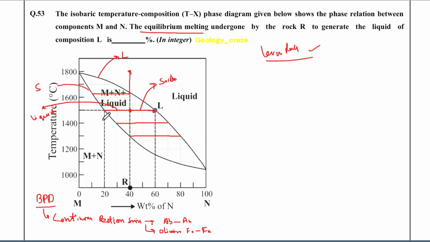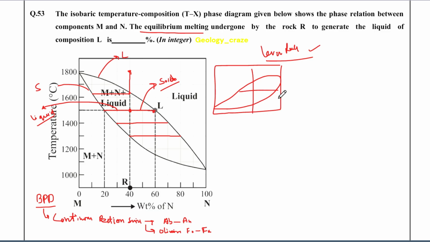So the next thing is: you understand that this right side is our solidus curve and the left side is our liquidus curve. Suppose this diagram is the reverse of this. In that case, with the tie line drawn as a horizontal line here, the left side is now our solidus curve and this side is our liquidus curve. Just remember this one point.